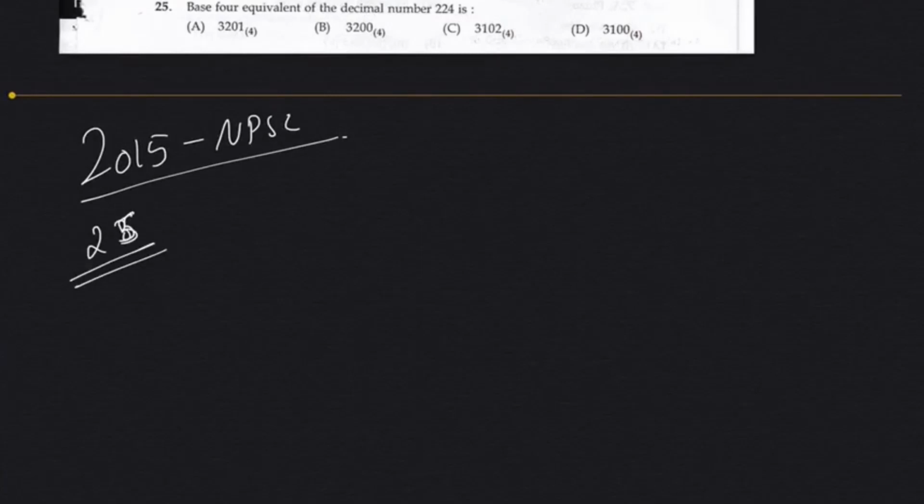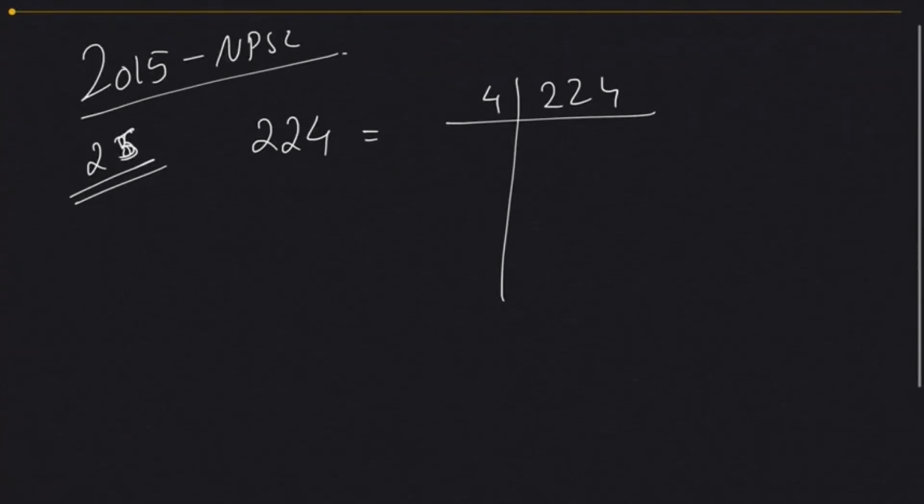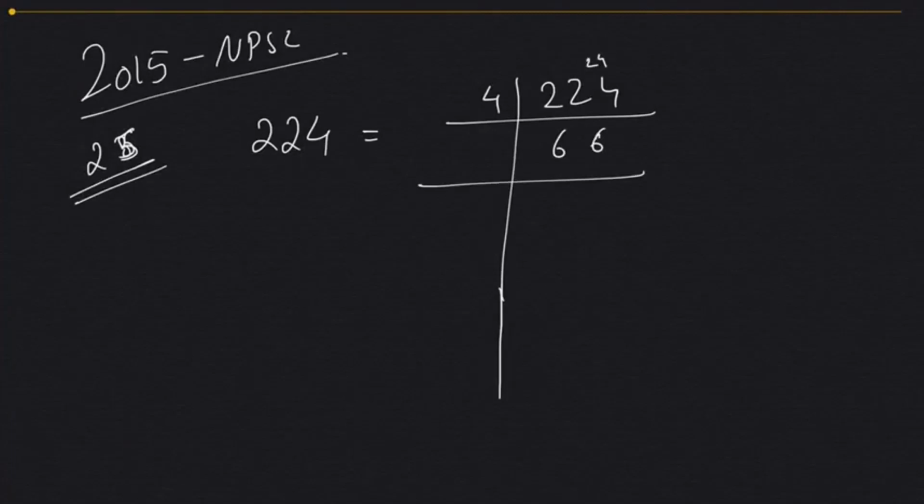Okay, one more question on binary system, question number 25. Base 4 equivalent of 224 will be, so that means this one we will divide by, in simple words, 4. So let's begin. 4 6's are 24, 2 left. Again, 4 5's are 20, 2 left, 24, 4 6's.